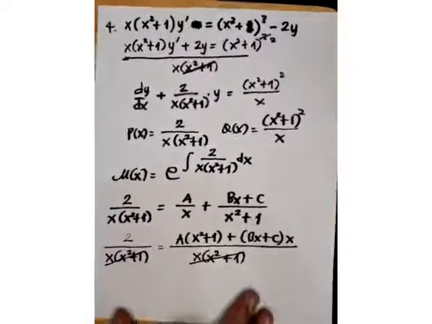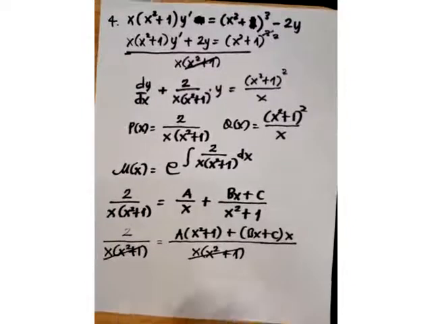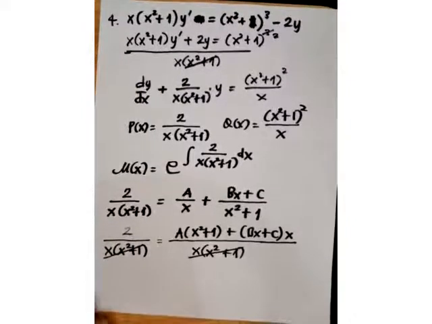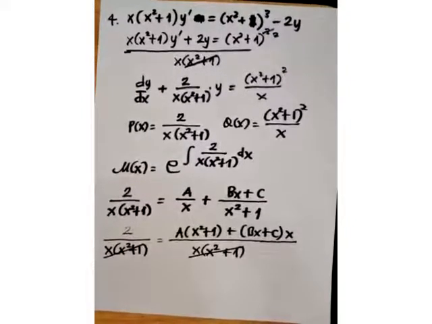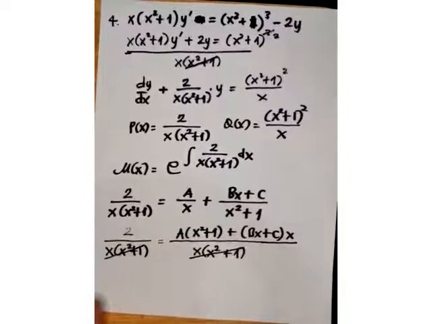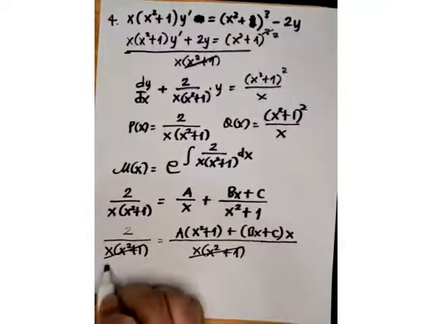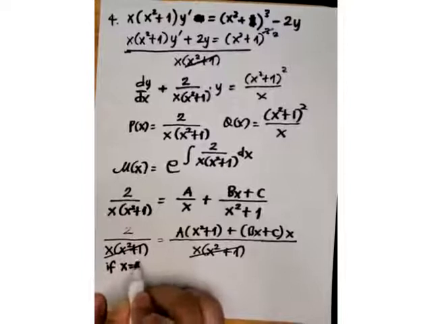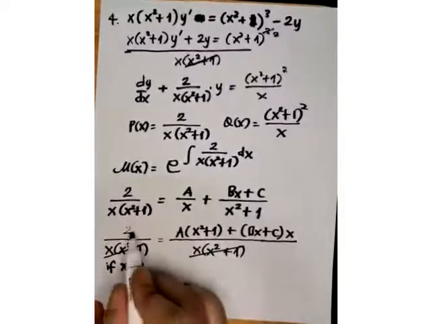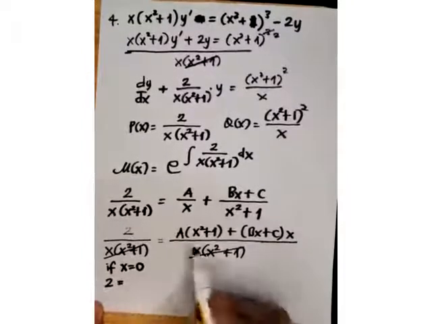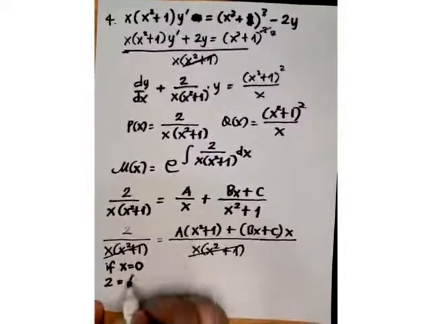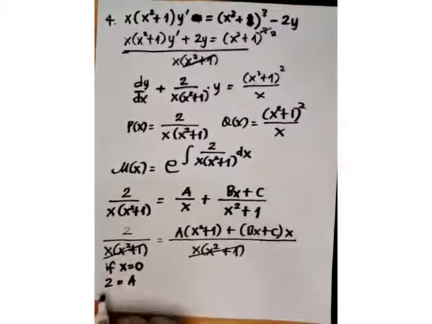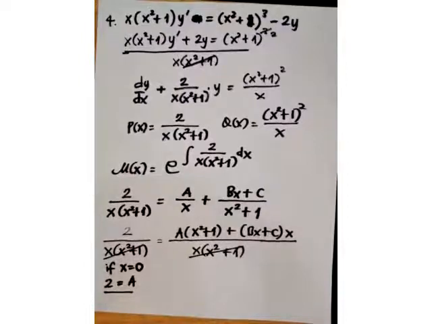Madali dito is pwede kayo mag-substitution or coefficient. So, unahin ko na yung by substitution. Okay, if x is equal to 0, so I'll have 2 is equal to, so this is 0, so you have a. So, a is equal to 2.